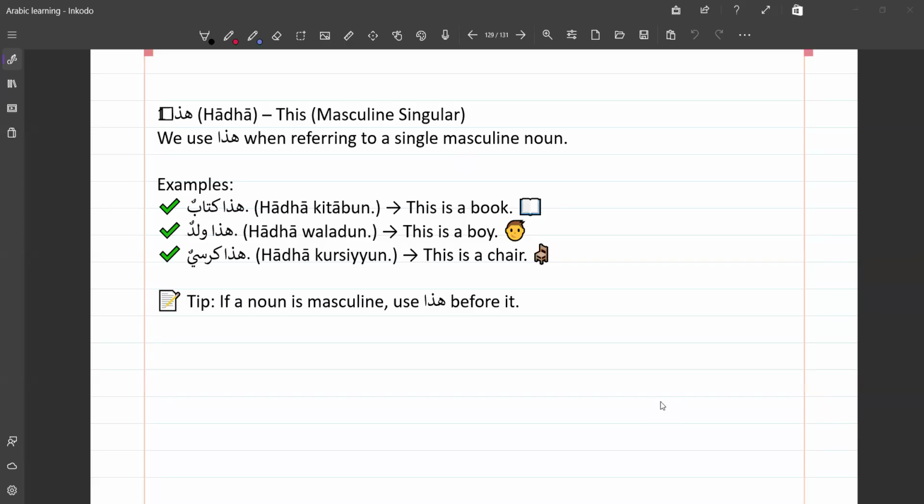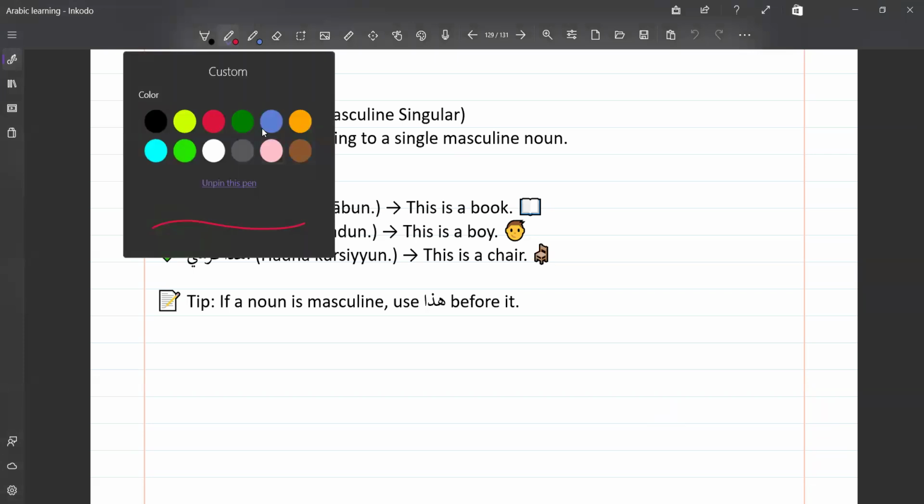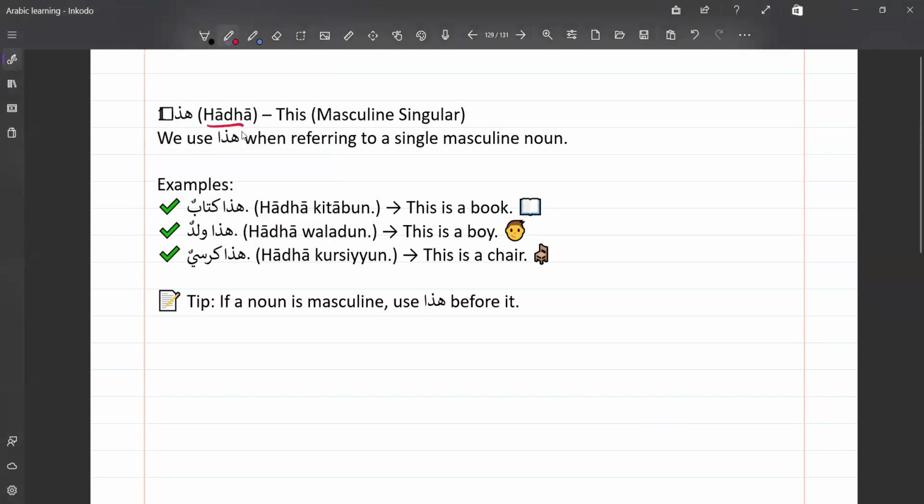Hi. So in this video of lesson 3, we will learn how to use the word هذا. You should know the word هذا, ha, the, means this. Say it aloud 5 times. Ha, the, ha, the. So, هذا means this, and هذا is used for masculine singular nouns.